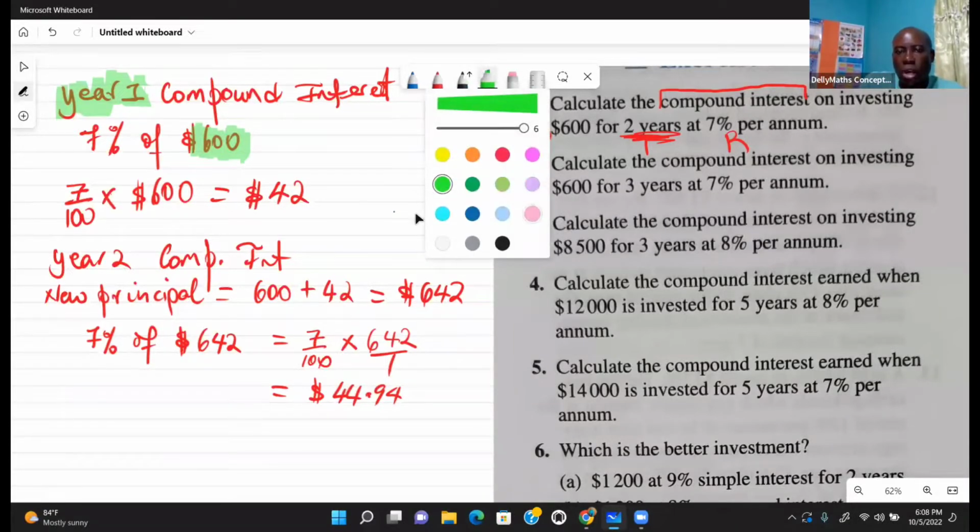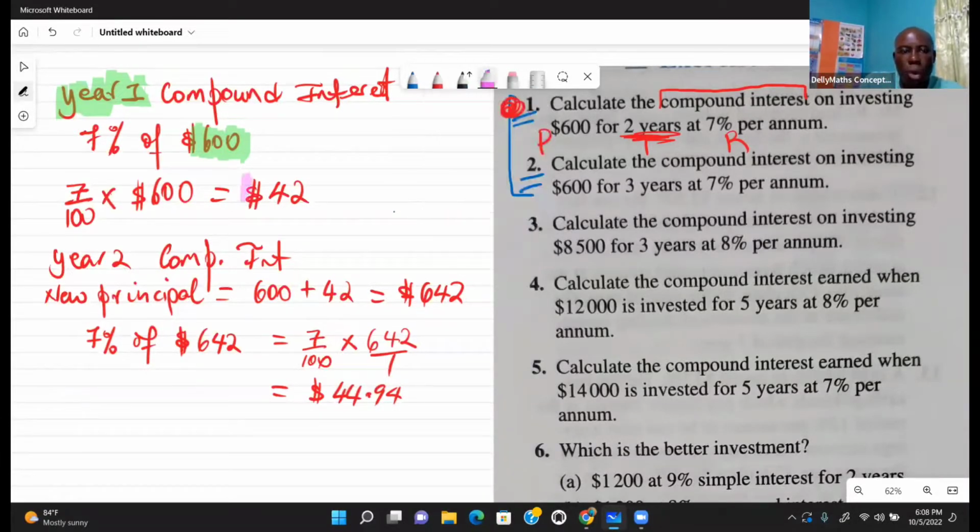Now let us look on what we have. For year one, we have $42 for the interest. For year two, we have $44.94 for the interest. But what it is that the question had asked for, right here, calculate the compound interest over the 2 years. Then we're going to have to combine that now. So let us combine that. Let me put my video over that side. So let's combine the thing now.